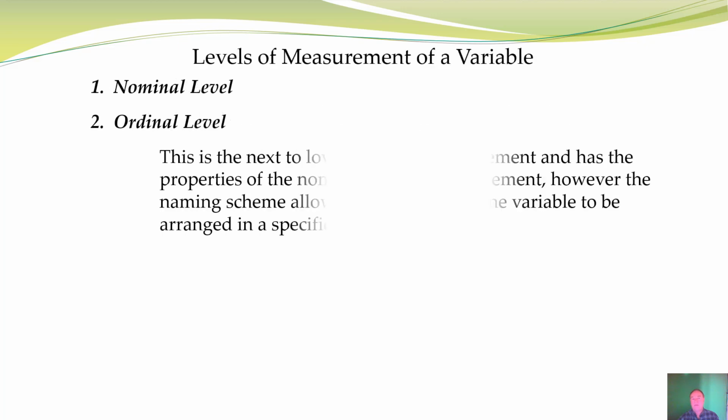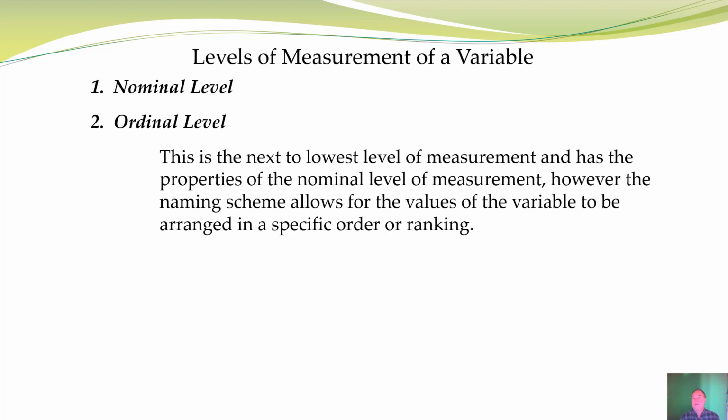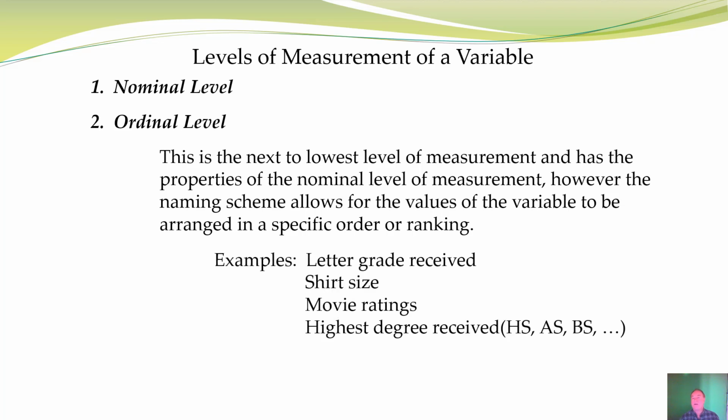Second, ordinal level. This is the next to the lowest level of measurement and has the properties of the nominal level of measurement. However, the naming scheme allows for the values of the variable to be arranged in a specific order or ranking. Some examples here would be letter grade received.